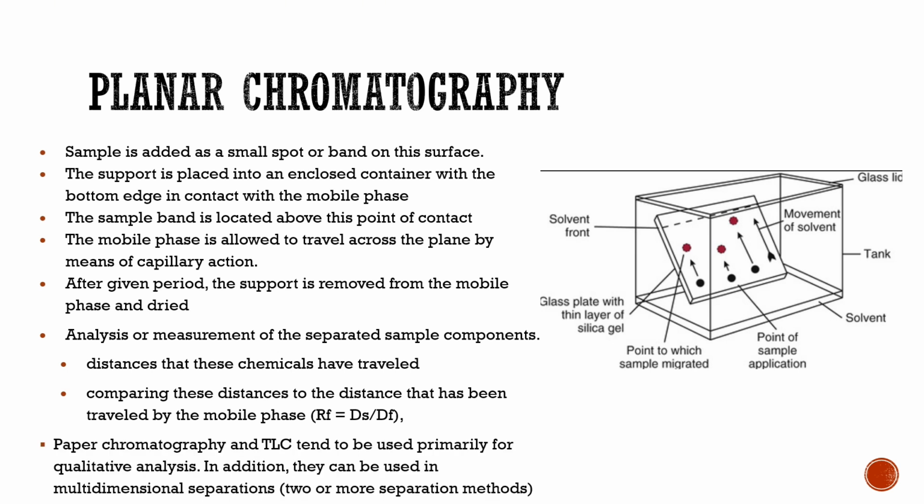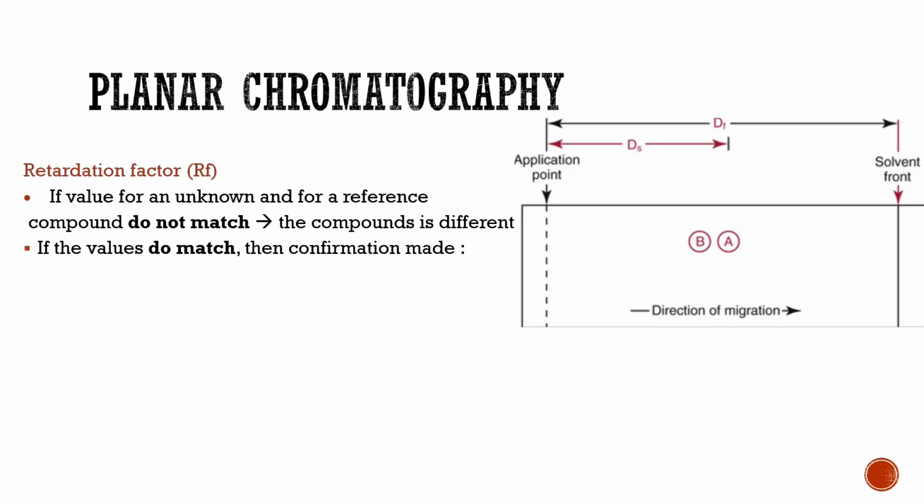In paper chromatography and thin layer chromatography, usually this is used for qualitative analysis. You have very common examples of it, and we are using them in real life. Also, they can be integrated in multidimensional separation. Multidimensional separation means there are different separation methods included in one analysis, in one equipment. Here, more explanation about the retardation factor. Like here, this is the distance traveled by the mobile phase, and this is the distance traveled by analyte A.